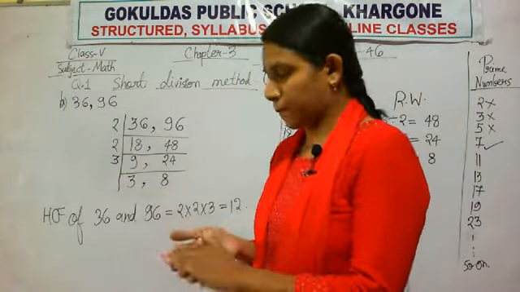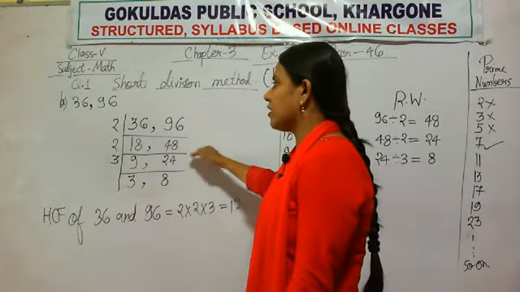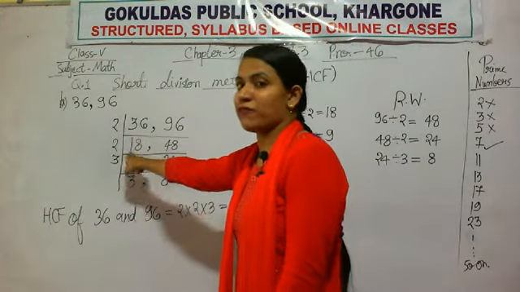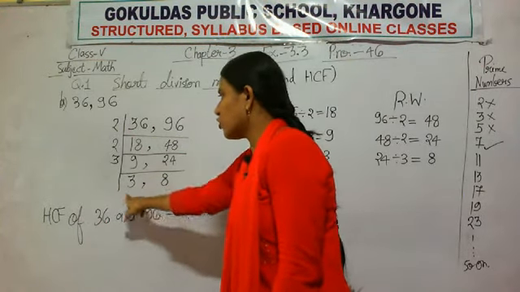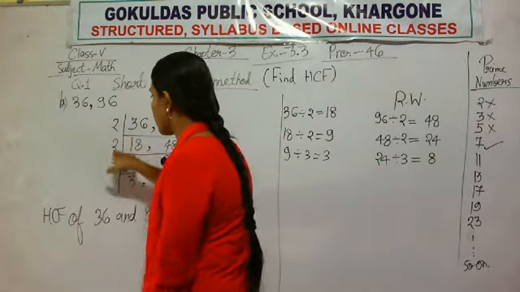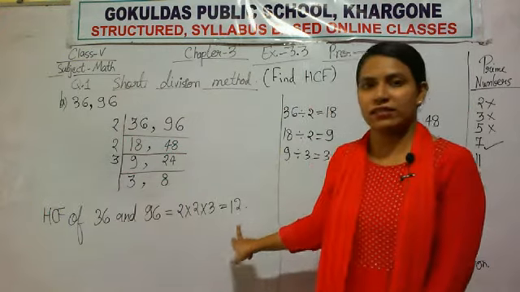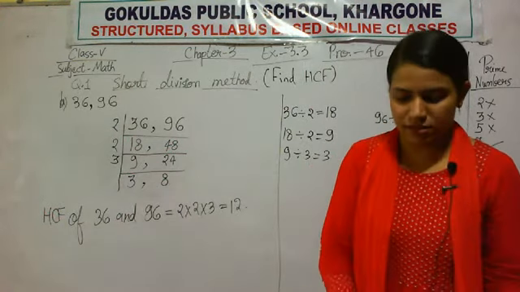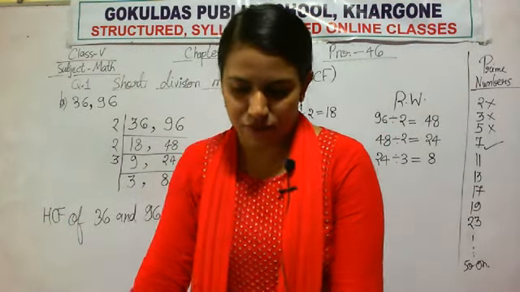What are we doing? We are dividing continuously with the common prime factors till we get no common prime factors, okay, and the product of all these common prime factors is your HCF of the given numbers. This is the short division method to find the HCF.